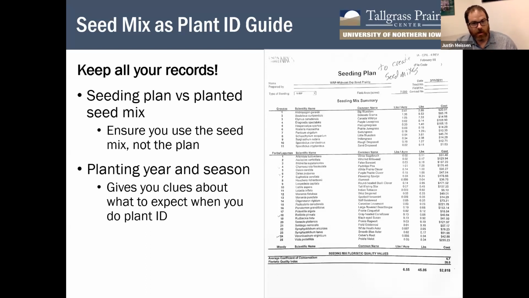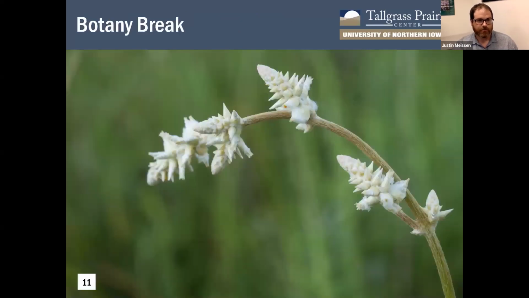Also, having records about when you planted is important too. As we'll learn, knowing the year and the season it was planted can help us predict what kind of plants are likely to be common, depending on when we visit the site.